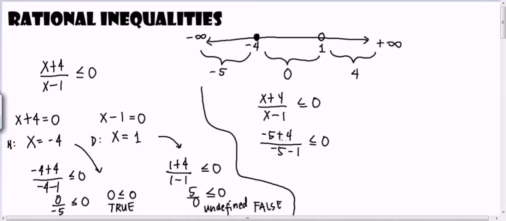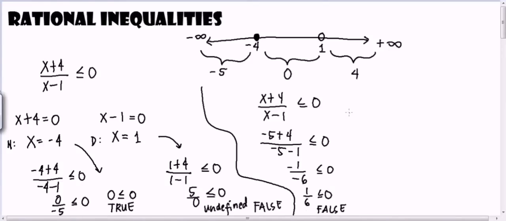Okay? Now, this one would be negative 1. Negative 5 plus 4 is negative 1 over negative 5 minus 1 is negative 6, less than or equal to 0. Now, this one is negative over negative, so the answer is positive 1 over 6. Tama? Okay? So, ibig sabihin nito guys, false to, kasi positive 1 over 6 is not less than or equal to 0. Mas malaki yan kesa sa 0. So, false yung unang interval natin.